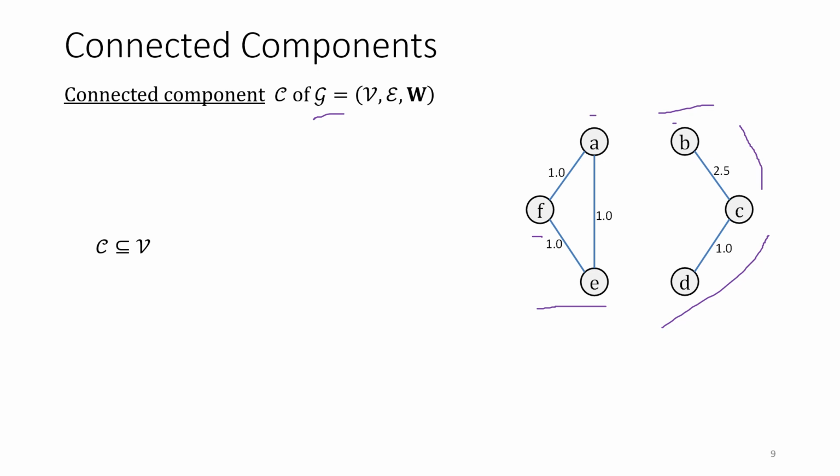For our purpose, we shall assume that a connected component is merely a subset of the set of vertices. So BCD is one connected component, A, E, and F is the other. But in reality, if you want to define each connected component in terms of a subgraph, then you need to also consider the relevant set of edges and the corresponding weights.